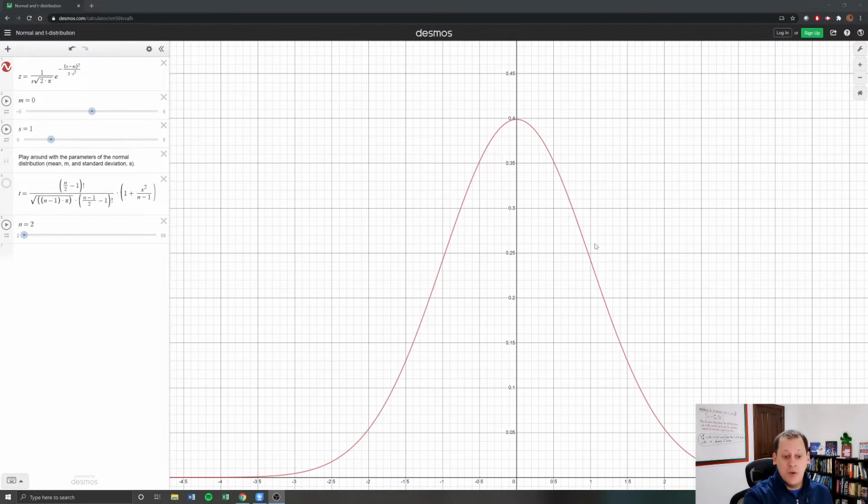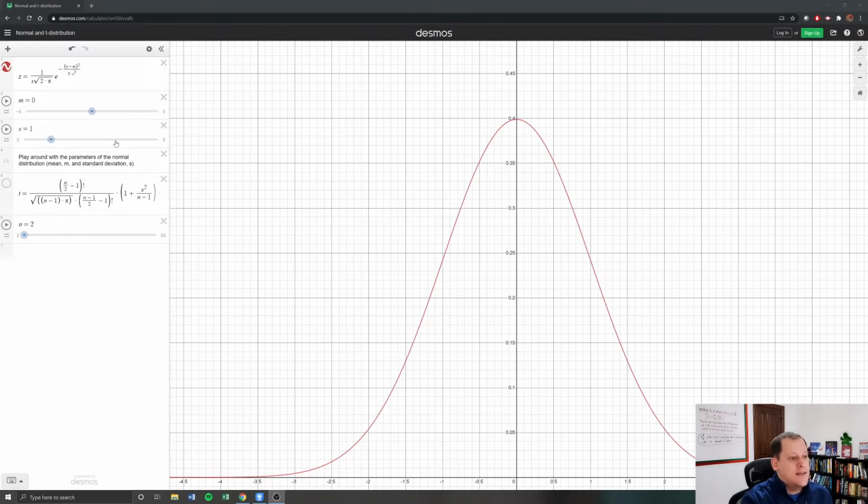Specifically, what you see here in red is the standard normal curve, and that is where the mean of this curve, the axis of symmetry, is at 0, and the standard deviation is 1. Now, the standard normal curve has parameters 0 and 1, but remember, the normal curve in general can have any mean and any positive standard deviation.